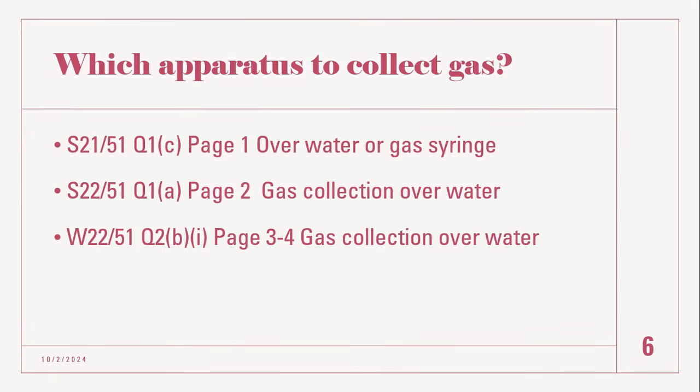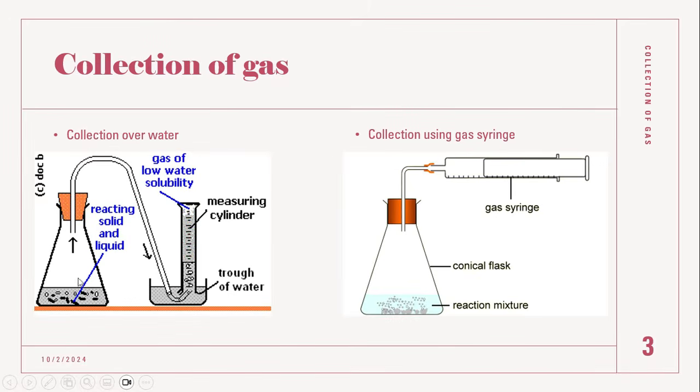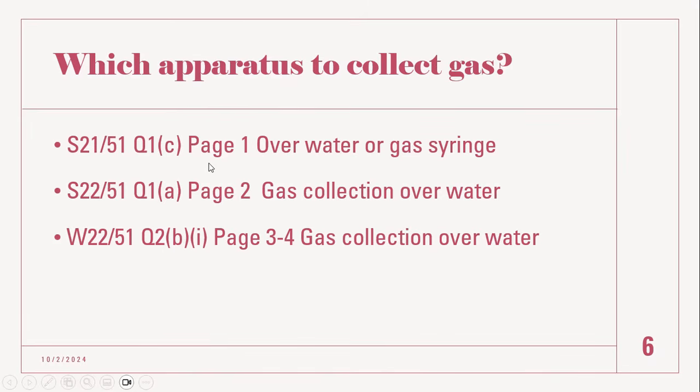Now some questions will actually specify which method they prefer you to use. For the paper in winter 2022, the question actually asks for gas collection over water. If this is the case, then only the diagram on the left-hand side will be accepted as the answer. Drawing the collection using gas syringe setup will make you lose marks. You can try looking at the other two questions that I listed here also to find out which part of the question mentioned and specified which method to use, so that you can get used to the style of the paper.